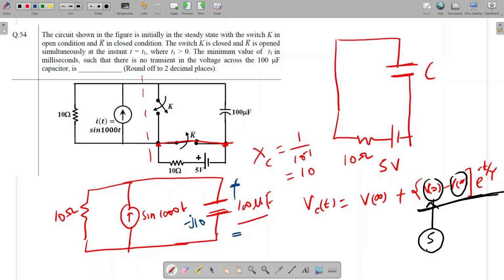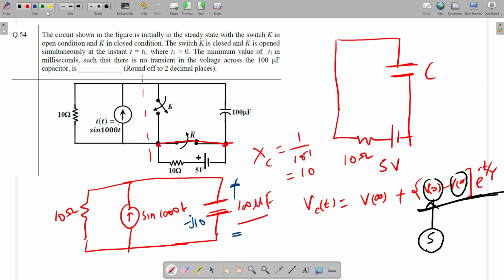this switch was open, then why did we not include this in the previous case? I am analyzing only the previous case.